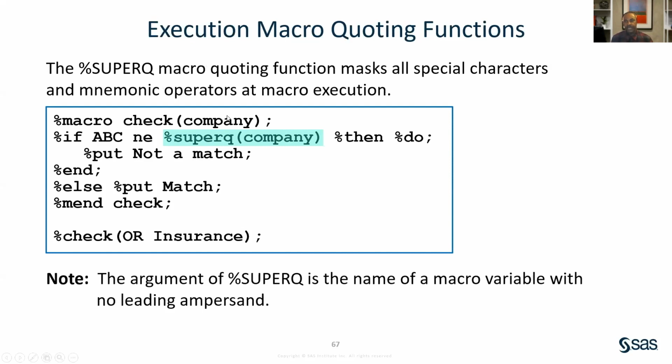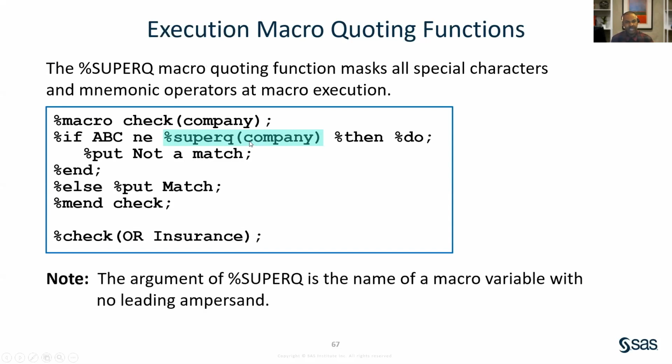In this macro check, I'm checking a company that we specify when we call the macro. I'm trying to indicate Oregon Insurance, but there's a problem. If I had ampersand company and it resolved to Oregon Insurance, that OR would be interpreted by the percent if as an OR operator. I don't want that. So I'm using percent super Q so that when this resolves, that OR would be treated like text.